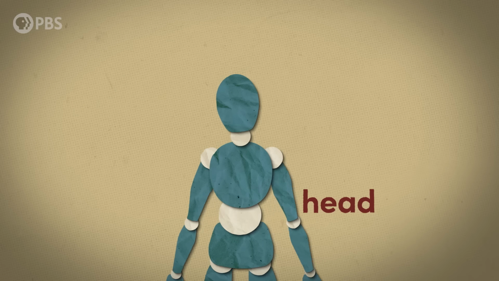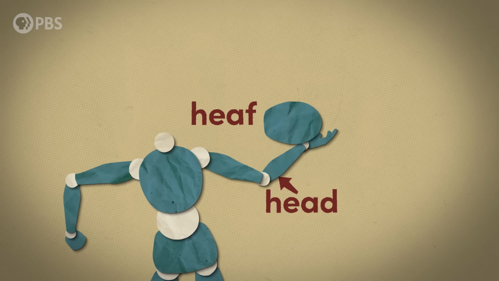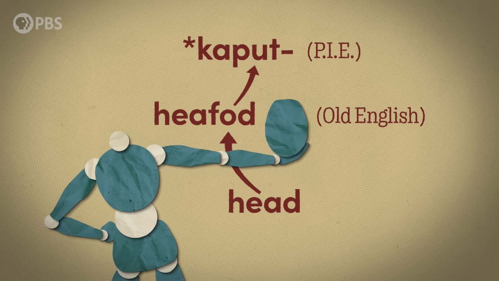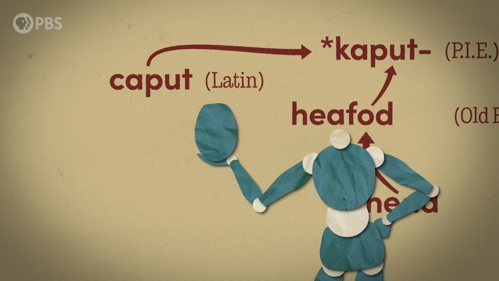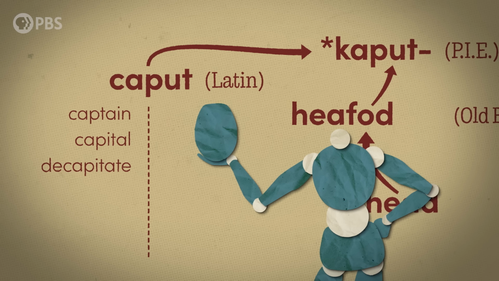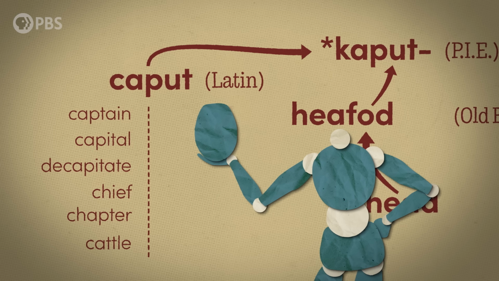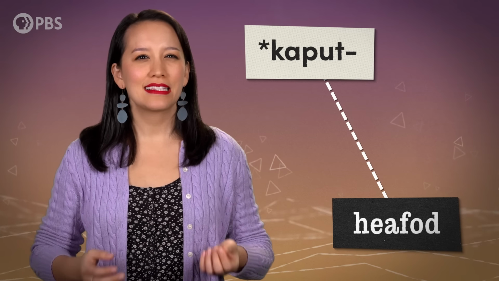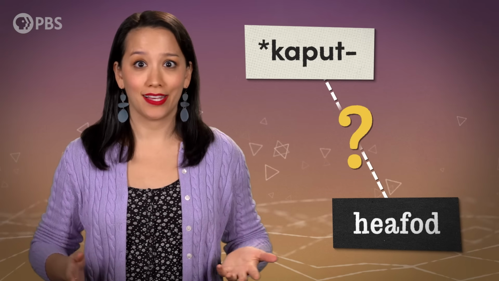Let's start at the top of the body, that is. Head comes from the Old English heafod, which in turn originated from the PIE root caput. Dozens of English words are descended from the Latin version, including captain, capital, decapitate, chief, chapter, and cattle. You might be wondering how one gets from caput to heafod, since they really don't sound anything alike.